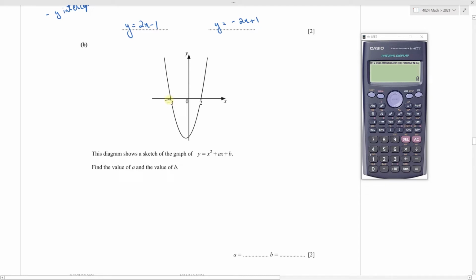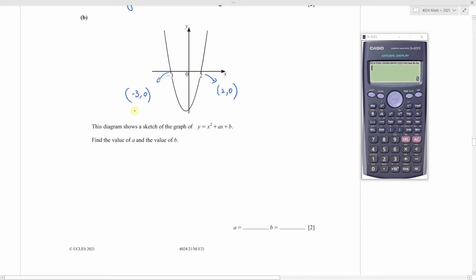This point here is (minus 3, 0) and this point here is (2, 0). We can substitute these two points into the equation. We will have two equations that we can then solve simultaneously to find the values of a and b. Let's substitute this point first. So y is 0: 0 equals (minus 3) squared plus a times minus 3 plus b. So this is 0 equals 9 minus 3a plus b.